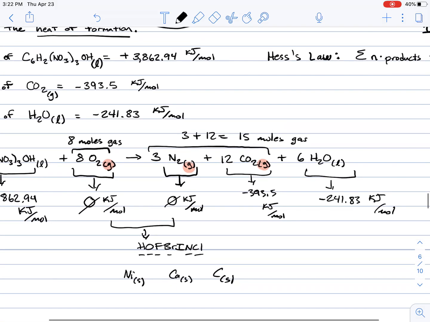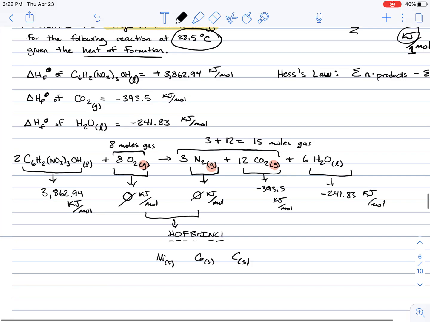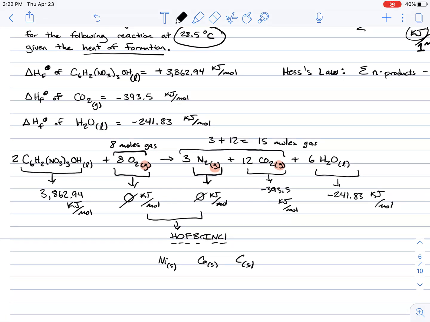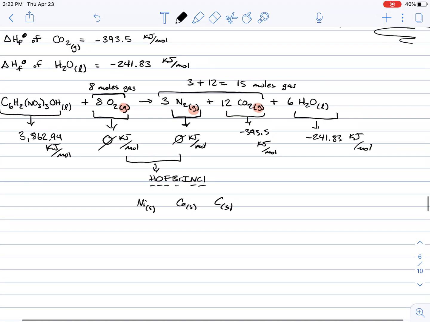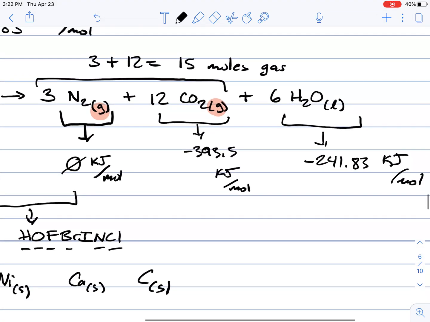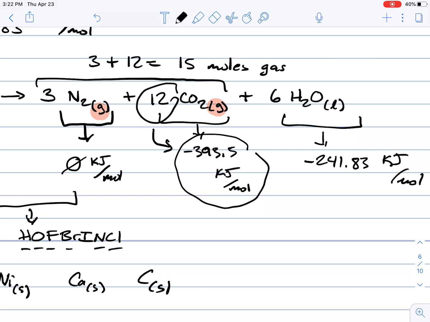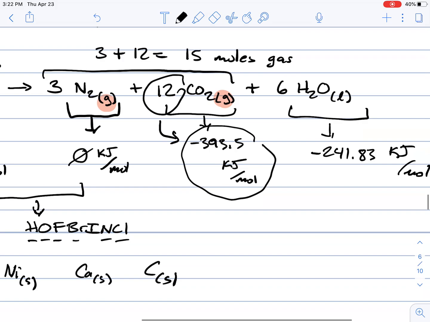And so what I've done is organize my work so that you can see the heat of formation value connected to the specific substance in the balanced chemical equation. To apply this formula for Hess's law, we need to multiply each of these heat of formation values by its coefficient. And when you do that, you'll see that a specific unit cancels.